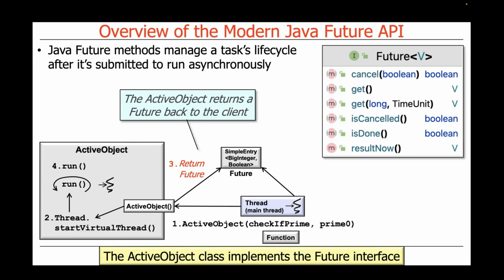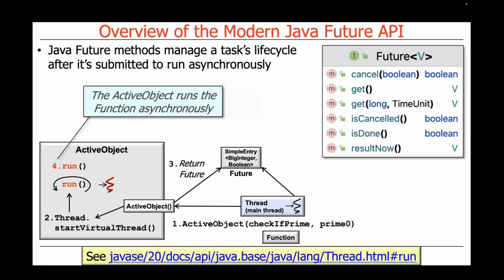And in fact, the ActiveObject implements the future interface. So in fact, it is a future. So it's an is-a relationship that's enforced here. So when we create an ActiveObject, when the ActiveObject constructor returns, we now have a future in addition to having an ActiveObject. At that point, the ActiveObject can run the function it was passed as a parameter asynchronously in the background thread, which in this case is a virtual thread, but of course could be a platform thread if you so desired. That is easy to do as a slight extension.